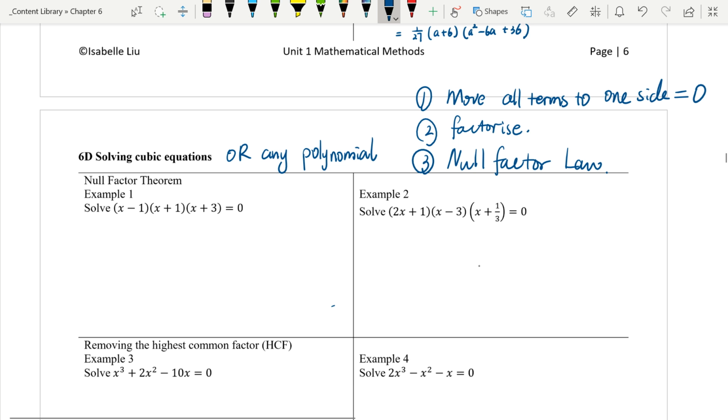There are only three things we need to worry about. Okay, so if everything is already on one side, good, and then you need to factorize. If it's in the factorized form, then good. We use null factor law to solve each bracket equals to 0 and then solve for x.